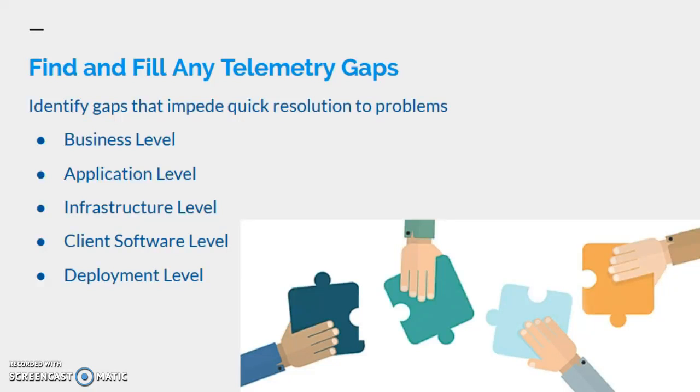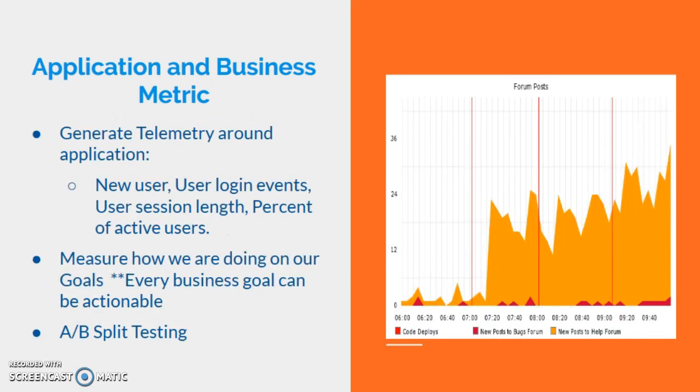We need to find and fill any telemetry gaps. That means identifying the gaps that quickly impede resolutions to the problems. This can be on multiple levels: the business level, application level, infrastructure level, client software level, and deployment level. By having telemetry at all of these levels, we can see the health of each area. This helps us to detect and fix problems earlier.